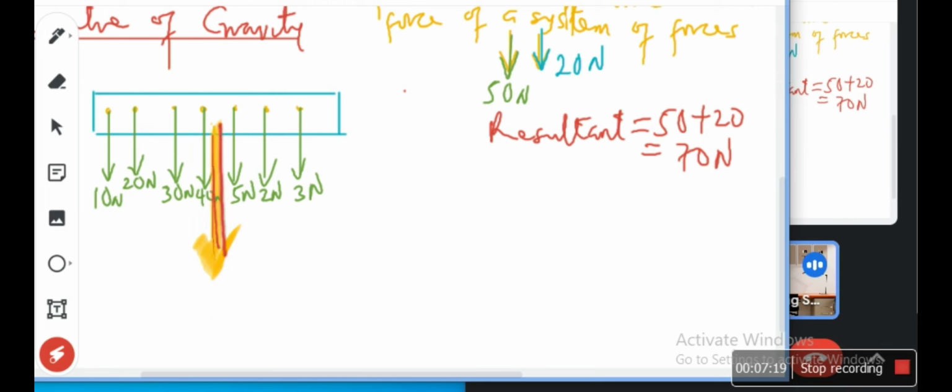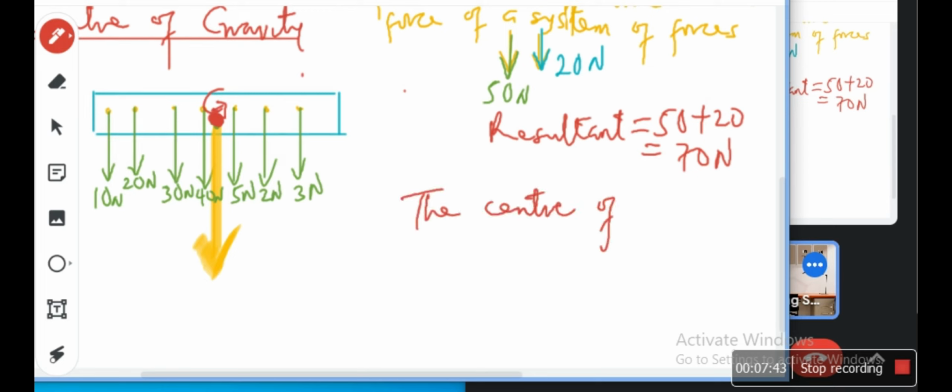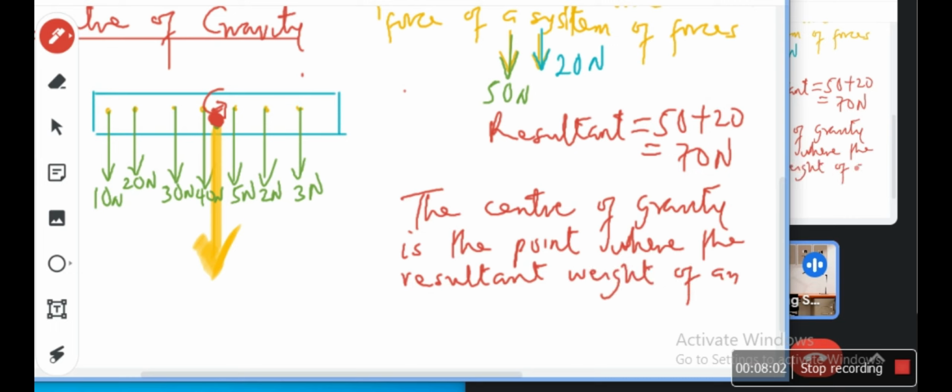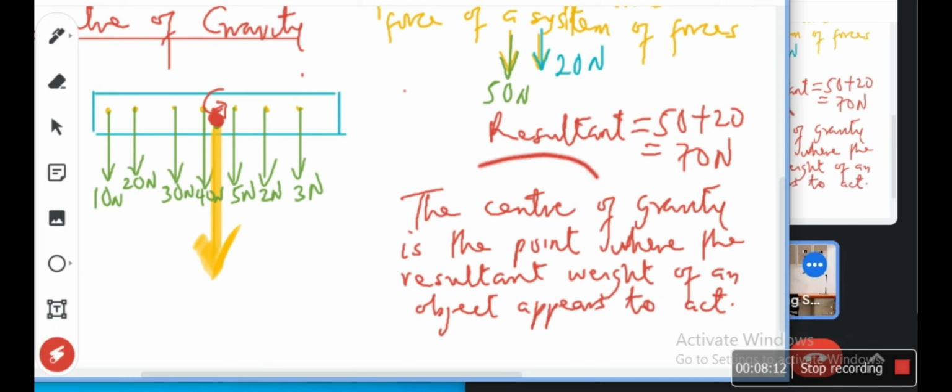Now, the point is what we call the center of mass. So this point, I'm going to represent it with a marker, is the center of gravity. So let me define it. The center of gravity is the point where the resultant weight appears. Can you see that?